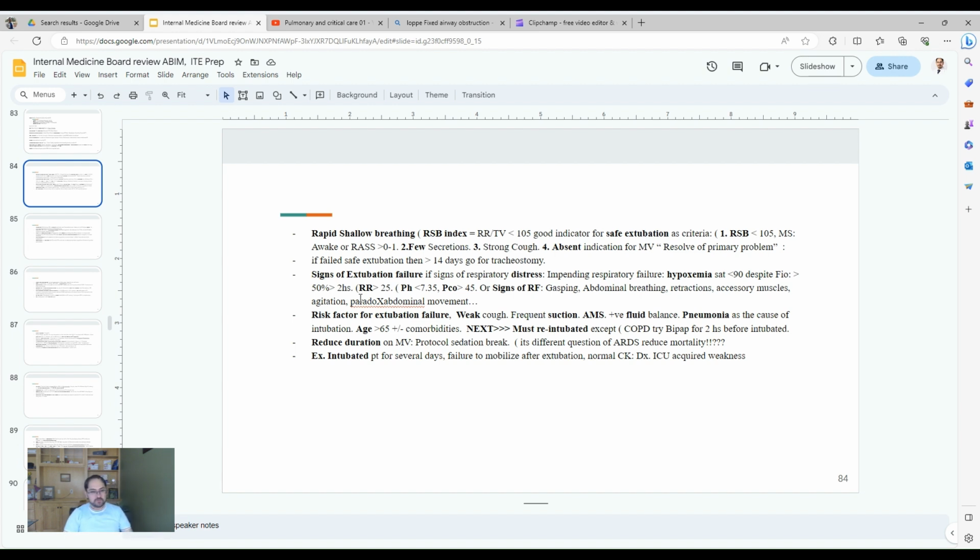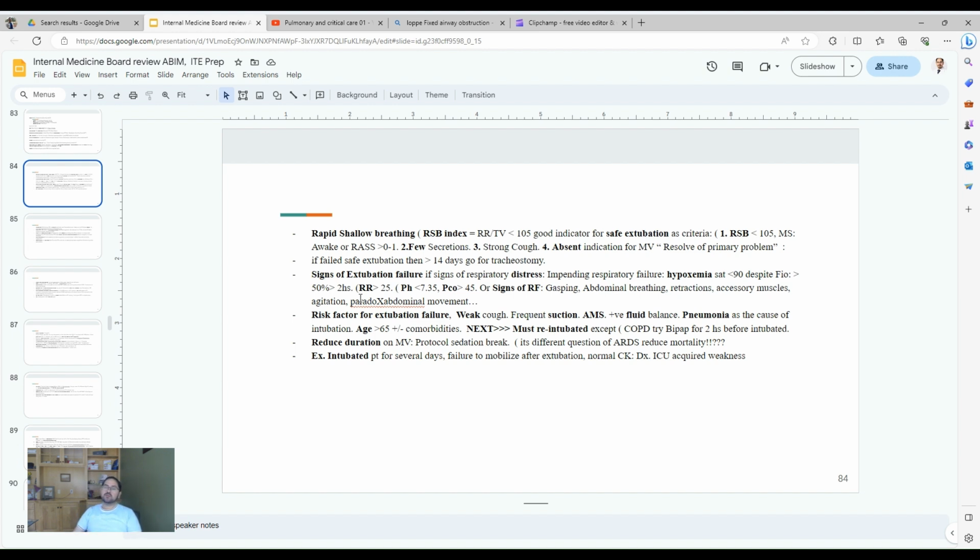If the patient was just extubated and starts to have respiratory distress, respiratory failure, hypoxia, saturations dropping below 90 while still using an FiO2 of more than 50%, respiratory rate more than 25, pH dropping, going toward acidosis, CO2 increasing. Signs of respiratory failure: gasping, intercostal muscle retractions, accessory muscle use, abdominal breathing, paradoxical abdominal movement. Then your patient is failing and in impending respiratory failure. You have to re-intubate him.